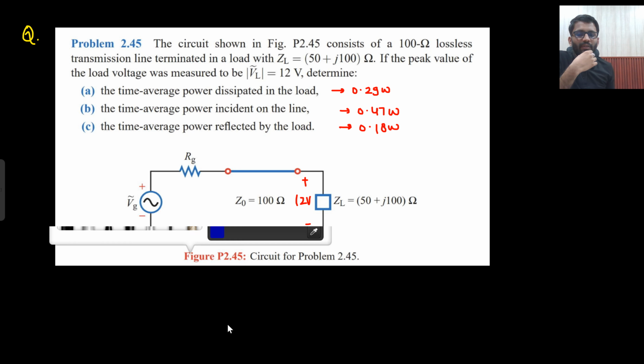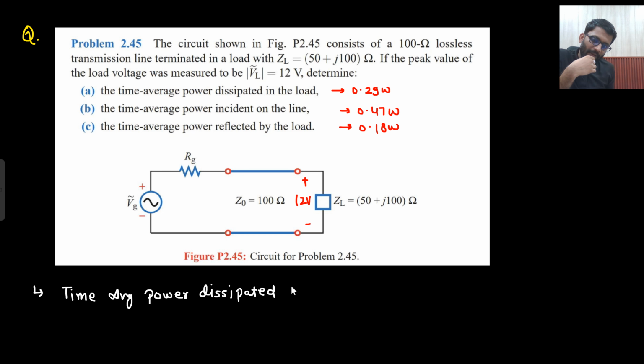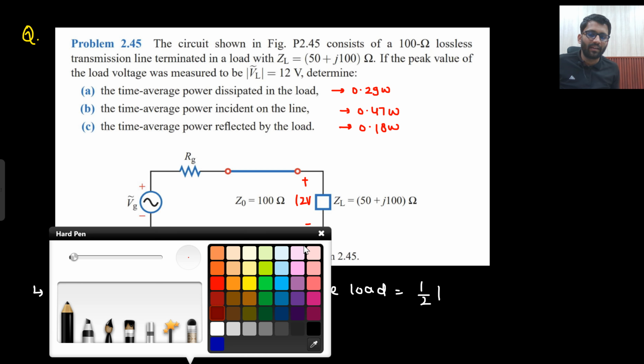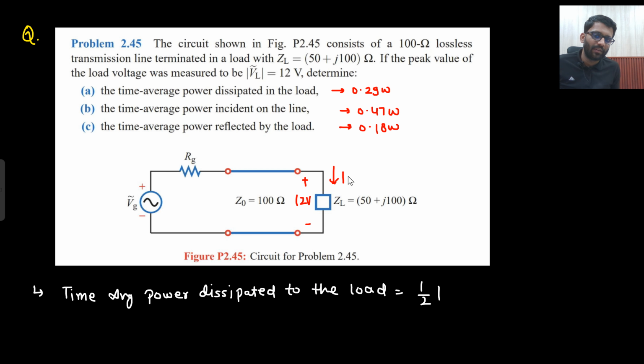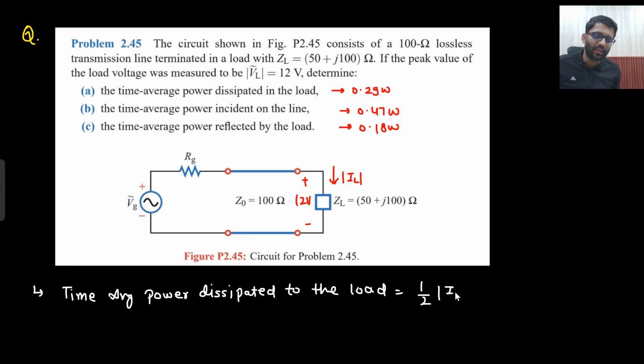What you need to do? First, they are asking for the time average power dissipated in the load. What would that be? Half mod of IL square. What is my IL? IL is the current flowing into the load. Right? So half mod of IL square into the real part of ZL.